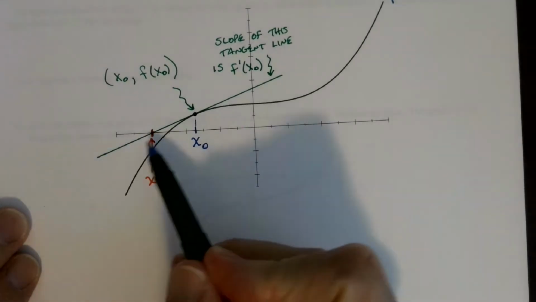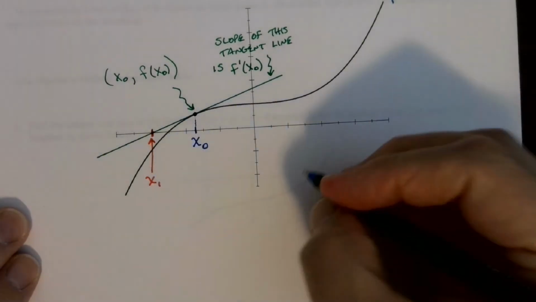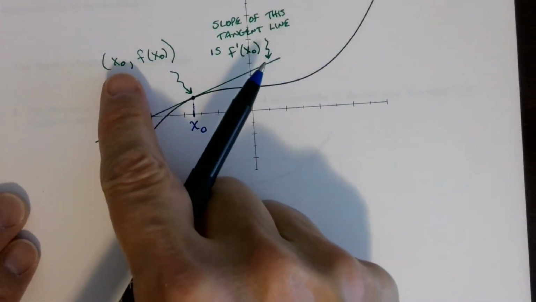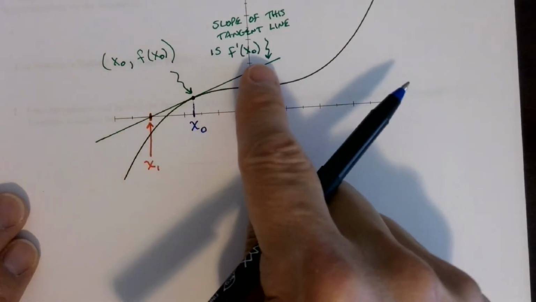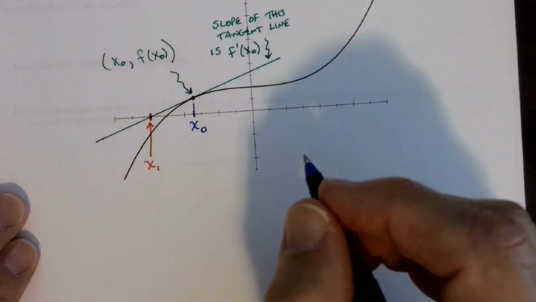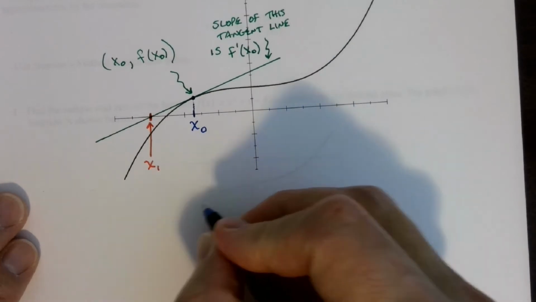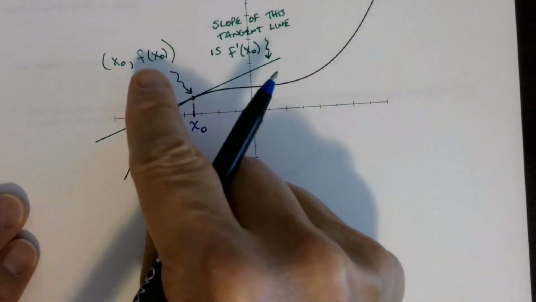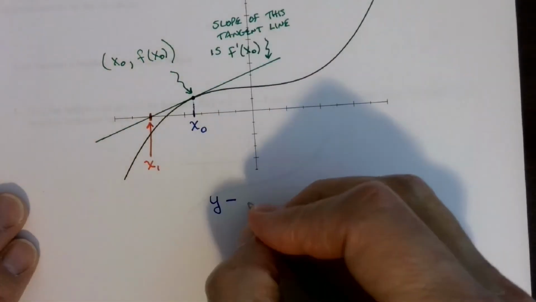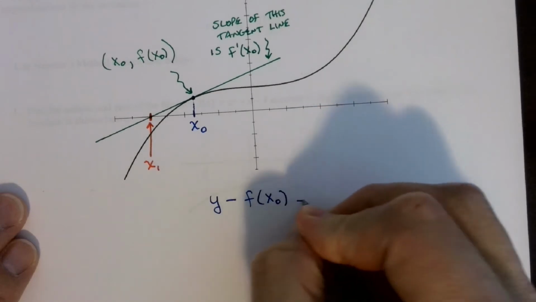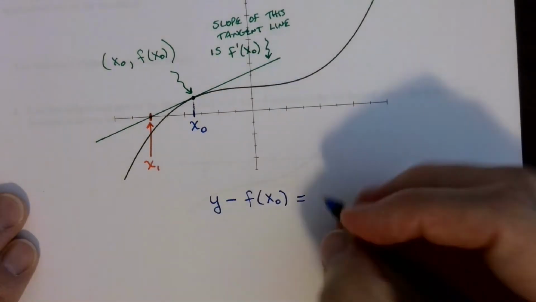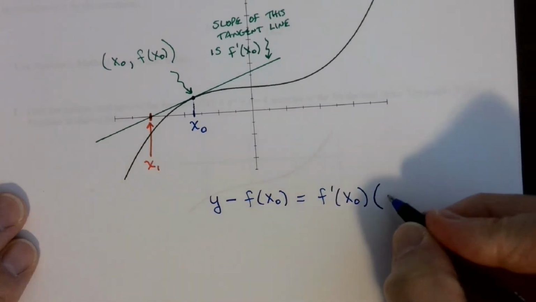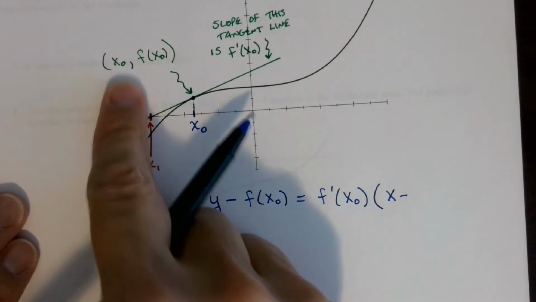I know the equation of this green line. What's the equation of that tangent line? The point that we know is x naught comma f of x naught, and I know the slope is f prime of x naught. And so the point slope form of the equation is what? y minus the y coordinate of that point, which is f of x sub 0, equals the slope. What's the slope? That's the f prime of x sub 0 times what? x minus the x coordinate that's given, x sub 0.